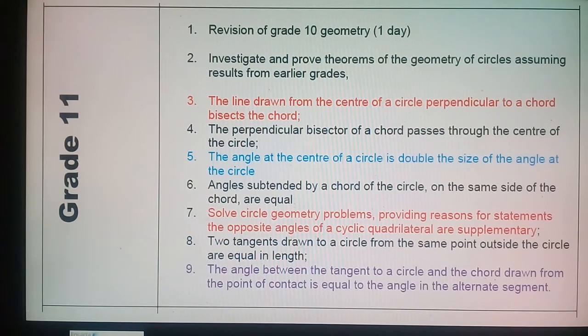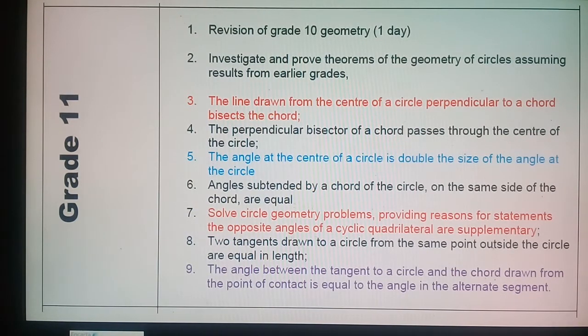Okay, you have the revision of the grade 10 theorems that we did in grade 10, and you investigate and prove the theorems of geometry, the theorems of cyclic geometry, assuming the earlier grade. It means the main focus in Euclidean geometry for grade 11 is to prove the theorems on cyclic. You have to know the theorems on cyclic. The main focus in grade 11 is an addition from grade 10. Well, we know what we did in grade 10. Then what is added now? The theorems on a circle.